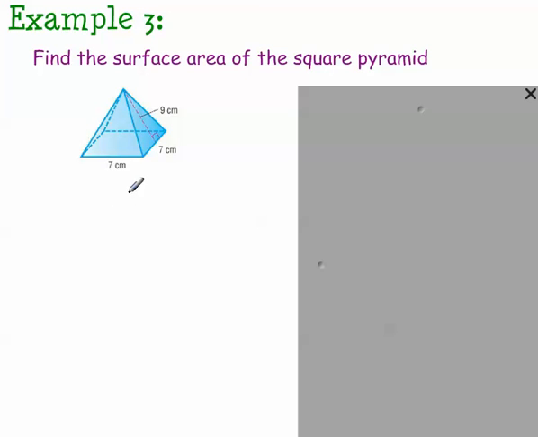All right, so here's my square pyramid. So the first thing I want you to do is go ahead and draw your net. Take some time, draw your net, and put your labels with them, and come back and let's see if you did them correctly.